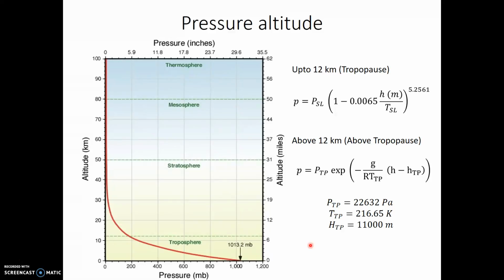Okay, so if you look at the equations up to 12 kilometers, or up to the tropopause, there is an equation for pressure which is shown here. Basically this is P. If you want to find the pressure at a certain altitude, H, then you take the pressure at sea level, which is around 101 kilopascal, and you multiply that times 1 minus 0.0065 times the altitude that you're interested in, divided by the temperature at sea level, which is around 288.15 Kelvin, to the power of 5.2561.